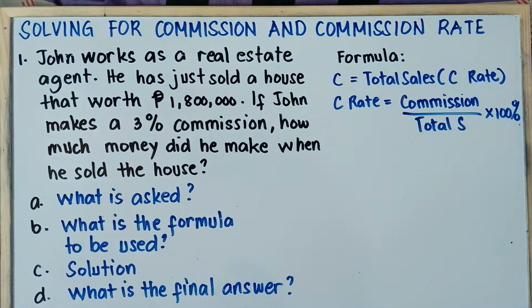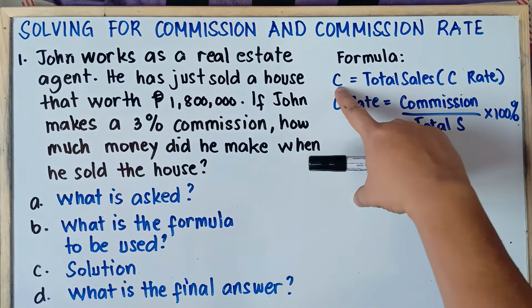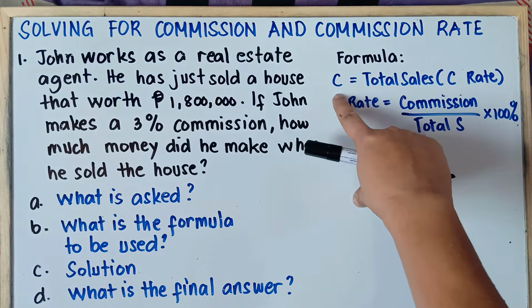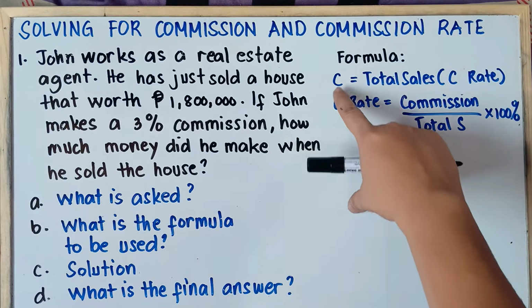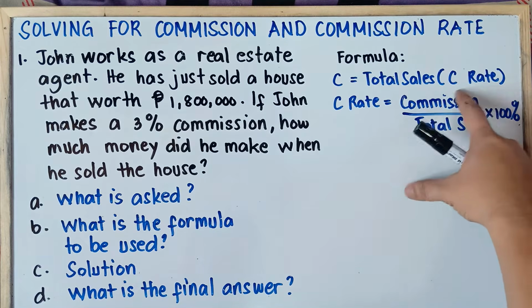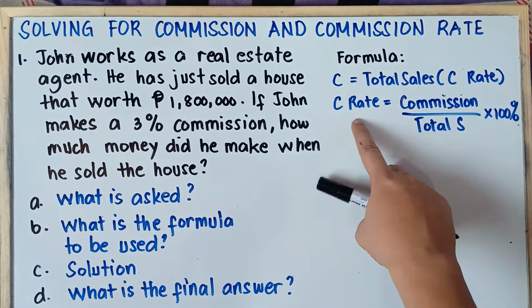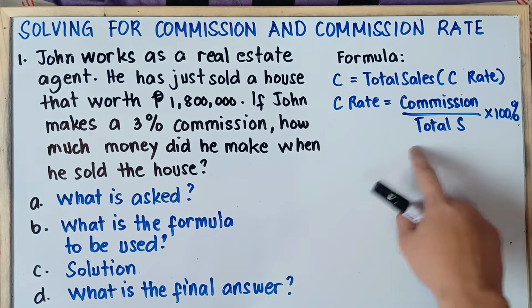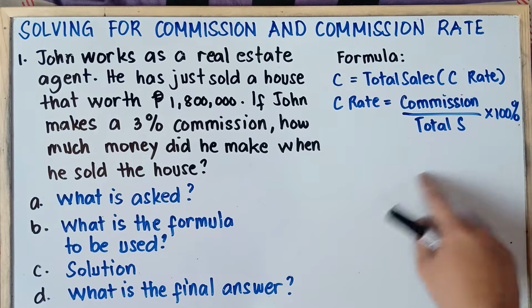Now this will be the formula, class, to get the commission. So we have the commission. I will just write C, class, since we don't have enough space. Commission is equal to the total sales multiplied by the commission rate. And to get the commission rate is equal to the commission divided by the total sales times 100%.